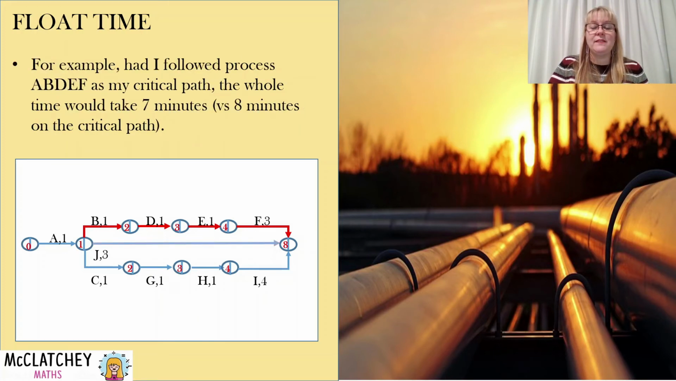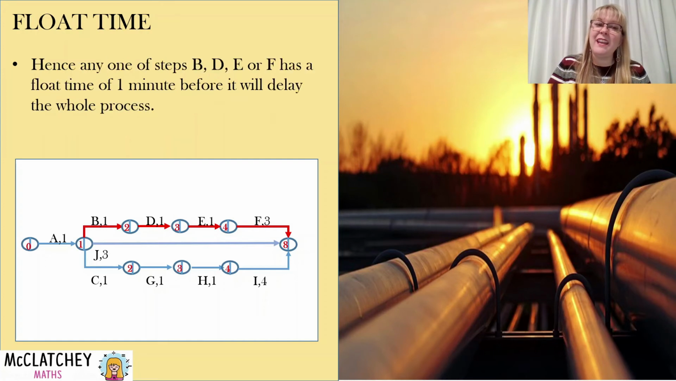So if I was, for example, to follow this top pathway, and it was a 7-minute process versus 8 minutes on the critical path, what that tells me is the difference is 1 minute that I have up my sleeve. So I could take an extra minute on any one of those steps, B, D, E, or F. So for example, if I take just a little bit longer to make the coffee or just a little bit longer to put my lunch in the fridge, it's not going to throw anything out as long as I don't take more than a minute.